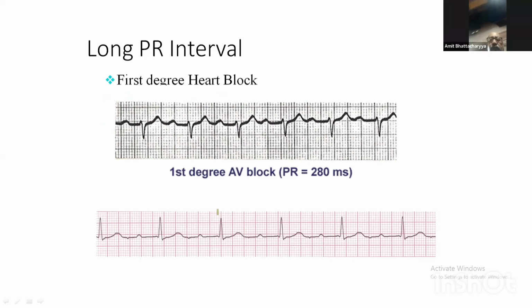It's about 7 small squares, that is 7 into 0.04, that is 0.28 or 280 milliseconds. And in the lower picture, it is about 8 small squares, so 0.32 second. So first degree AV block, clearly there is a prolonged PR interval. PR interval is more than 0.2. That means first degree AV block.